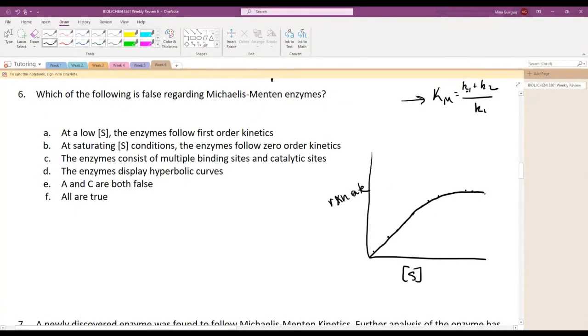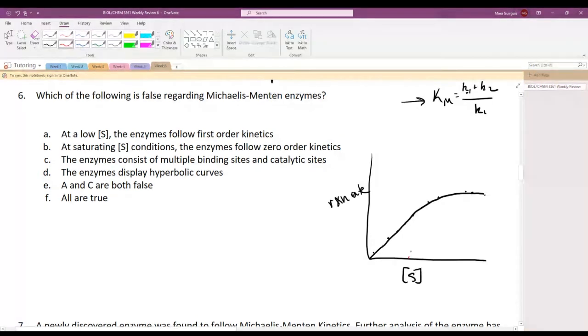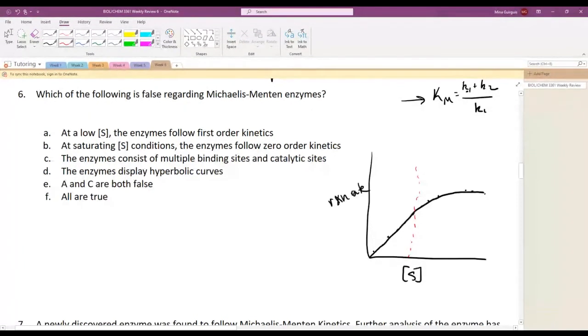Okay, so a couple of points that we need to make here. First, at low substrate concentration, the enzymes follow first order kinetics. So, just changing the color here, if we draw a line like that, that's pretty first order. And then at saturating substrate conditions, so to the right of this curve, it follows zero order kinetics. That's also the case. And that overall makes this a hyperbolic curve.